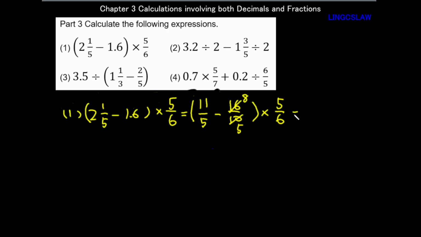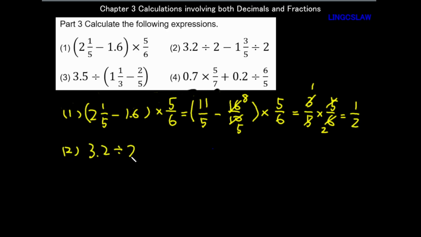So 11 minus 8 equals 3 over 5 times 5 over 6 equals 1/2. So the answer is 1/2. Number 2.